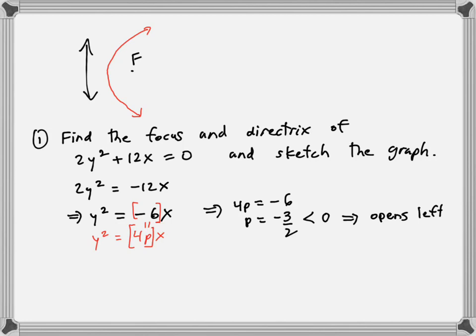So what is the focus then? Remember, in what we're doing now, the focus is (p, 0), right? So it's going to be (negative 3/2, 0). And what's the directrix? Remember, it's x equals negative p. In this case, it's going to be x equals 3/2.